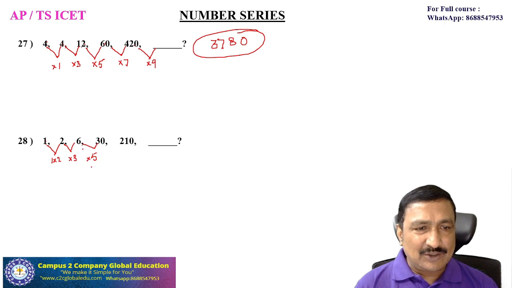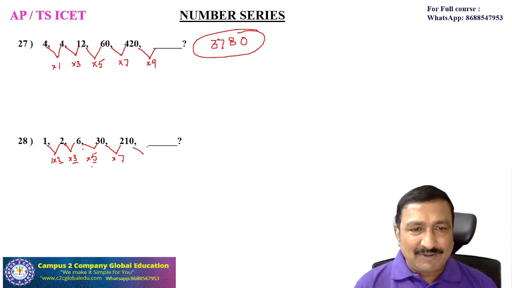6 into 5 is 30. And if you multiply it by 7, we are getting 210. So 30 you should multiply by 7. So by looking at 2, 3, 5, 7, I already told you whenever 2 is included, it goes 3, 5, 7. These are prime numbers. So 2, 3, 5, 7.